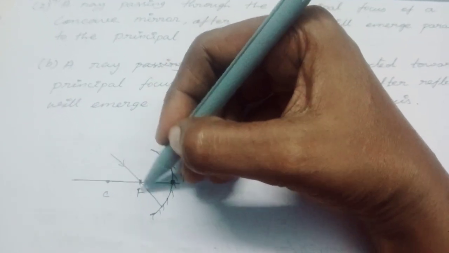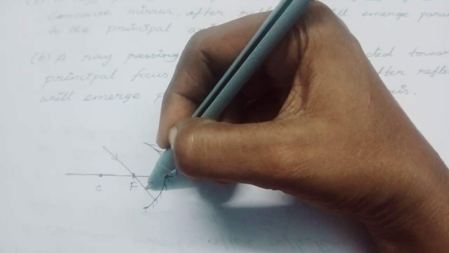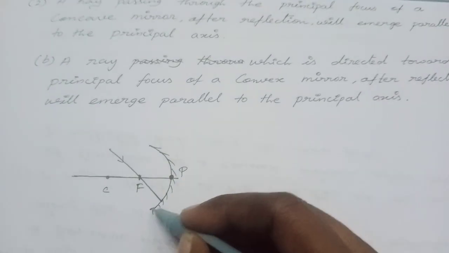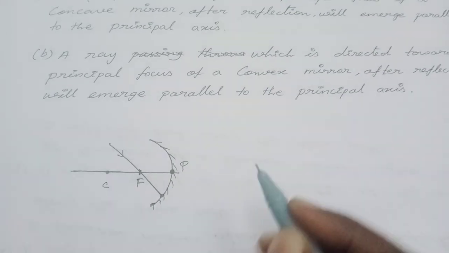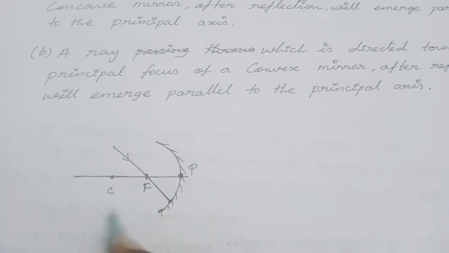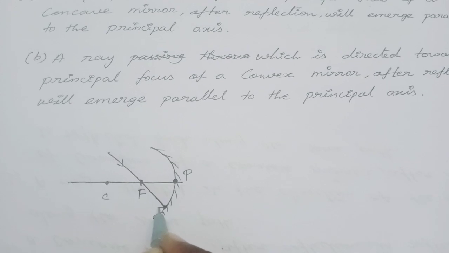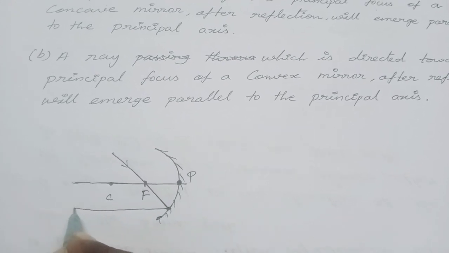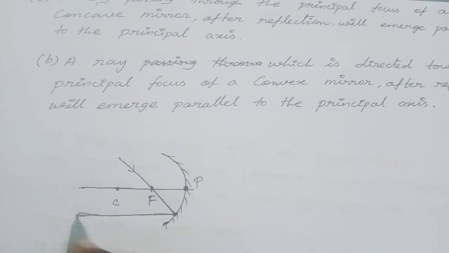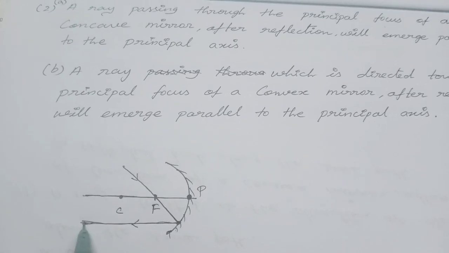So this is the incident ray, passing through the principal focus, and then it is incident on this concave mirror. This is the point of incidence. Now what will happen? It gets reflected. After reflection, the reflected ray becomes parallel to the principal axis. So it gets reflected like this. This is the incident ray and this is the reflected ray.